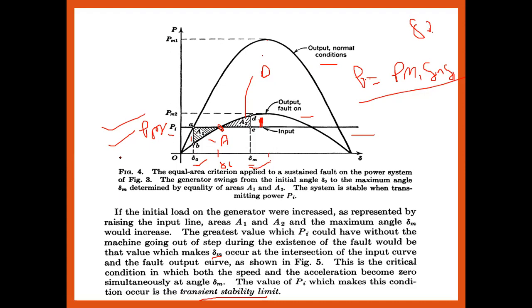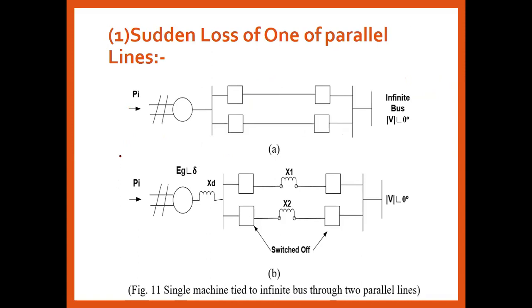Now consider the second condition, the sudden loss of one of the parallel lines. What is happening now? In the previous condition, input power is constant, and point C plays an important role. Now the second application of the equal area criteria is the sudden loss of one of the parallel lines.